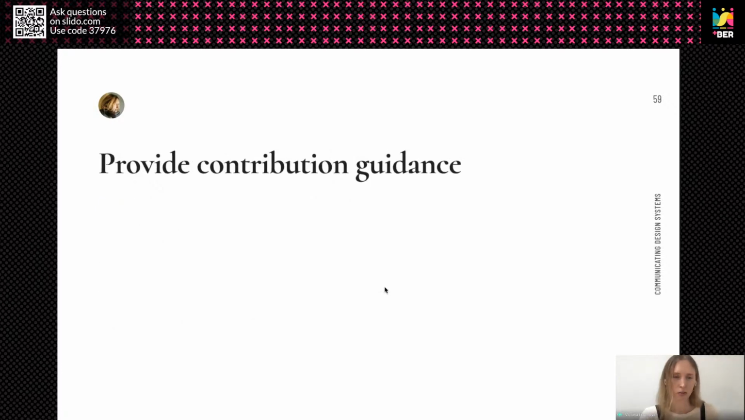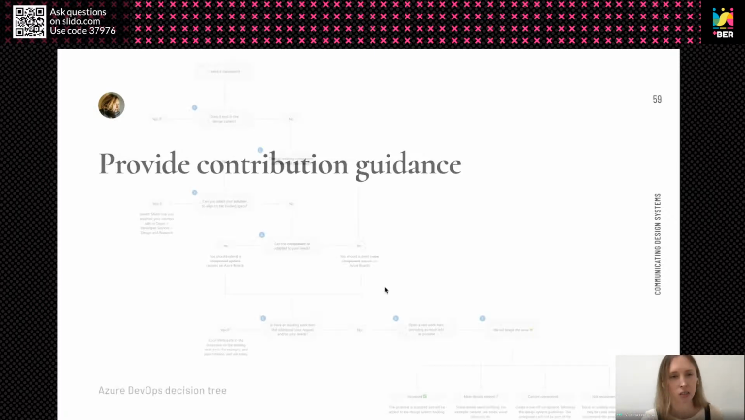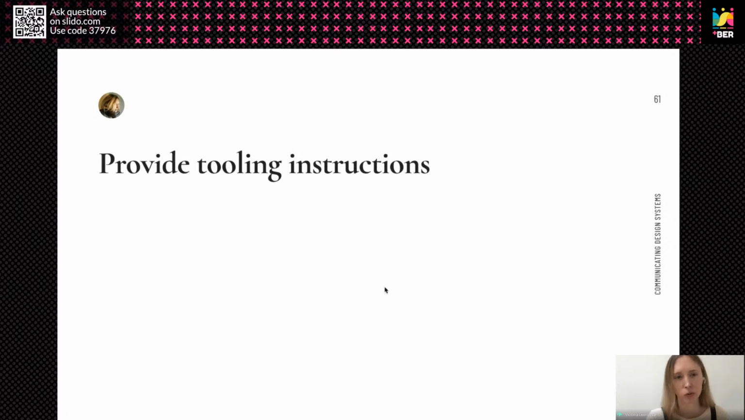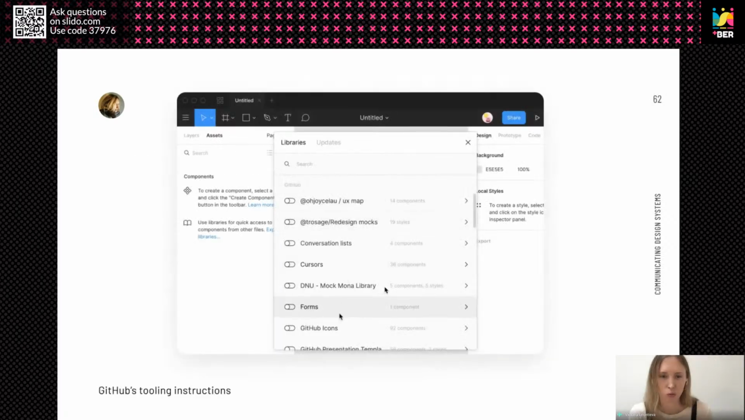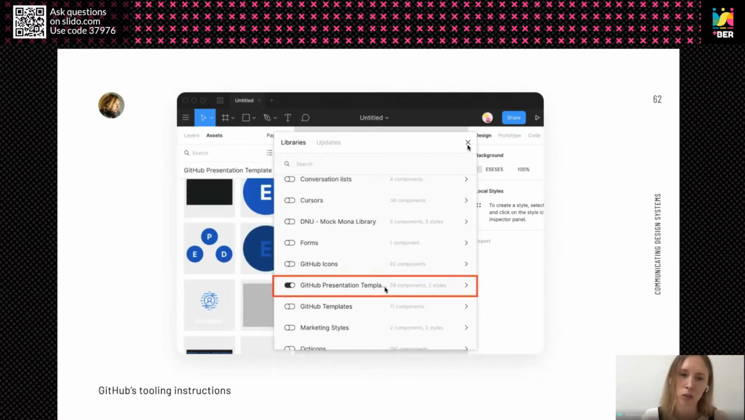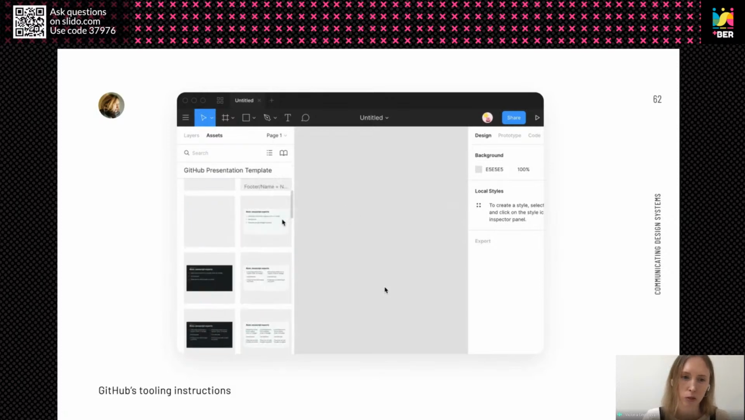So these are a couple of ideas that you can use to do this. First, provide contribution guidance. This is an Azure DevOps decision tree. Whenever you're trying to understand who you are approaching, how can I implement this component? And it just provides you lots of clarity. Providing tooling instructions. This is the one from GitHub's tooling instruction. This is how to use some of the internal templates in our design system.